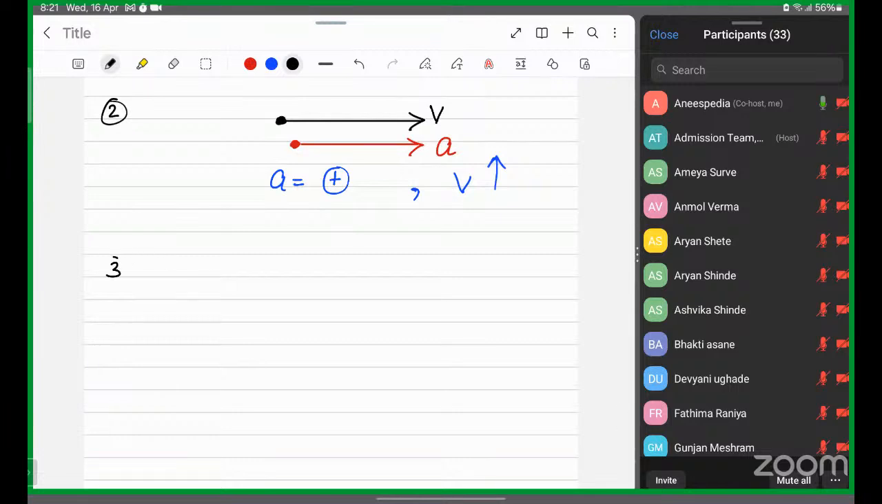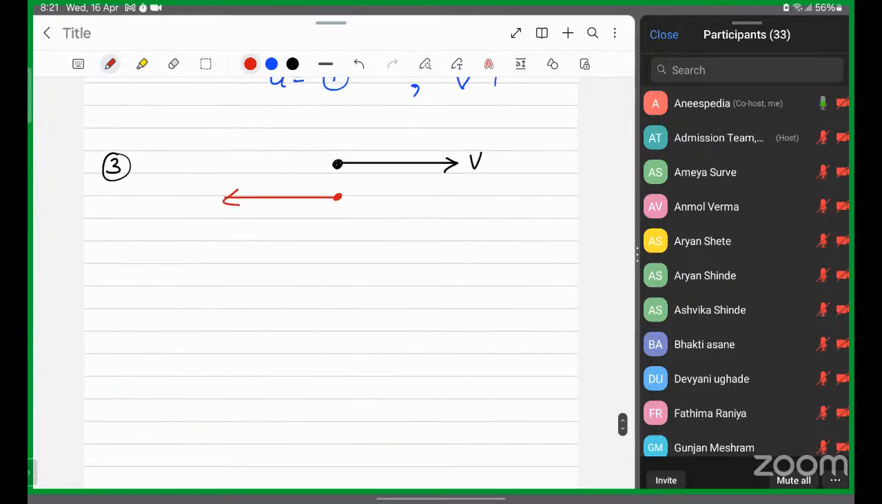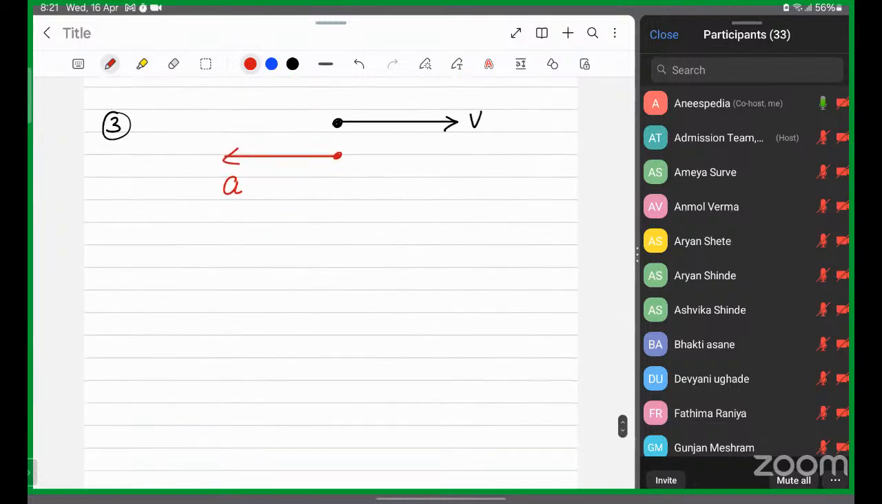Third case is an object is moving in a particular direction with certain velocity v, and an acceleration is working on this system in the opposite direction to that of velocity v. This is acceleration a. In this case, acceleration a is taken as negative and it will decrease the speed or velocity.